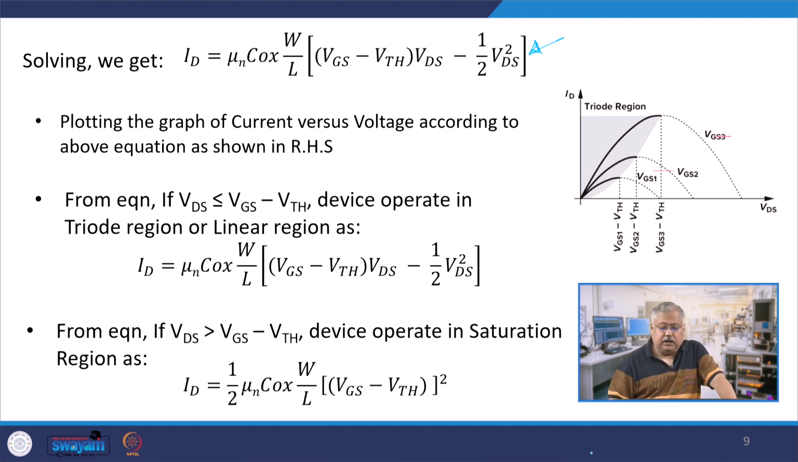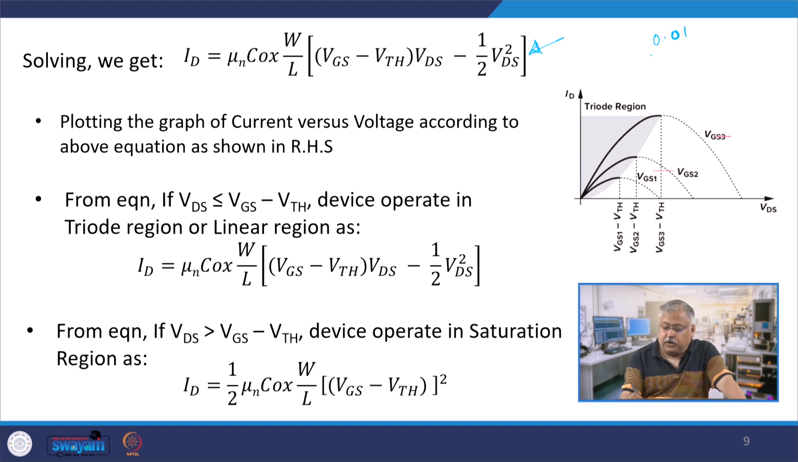That is important, right. Solving this, you will get this expression where ID is given as mu n C oxide W by L into Vgs minus Vth into Vds minus 1 by 2 Vds square. This is quite interesting. Look at this expression and make your Vds as small as possible. Say Vds equals 0.01. Now we are in the process of deriving ID-VD characteristics.